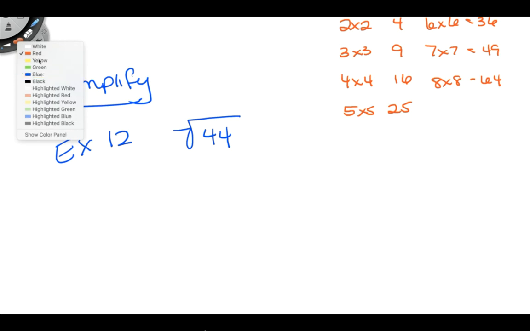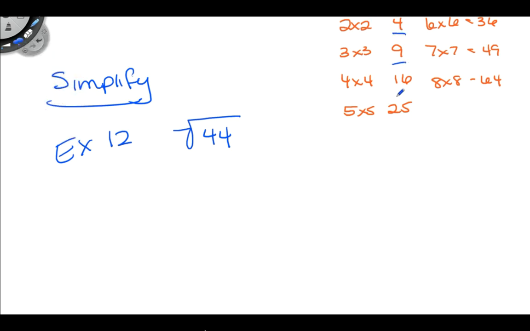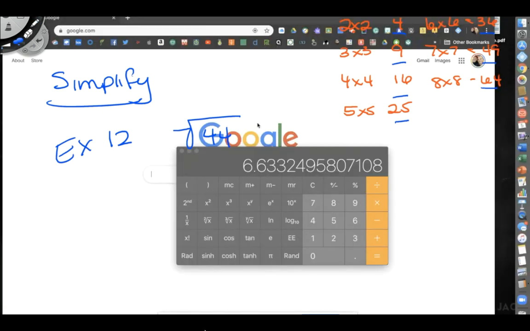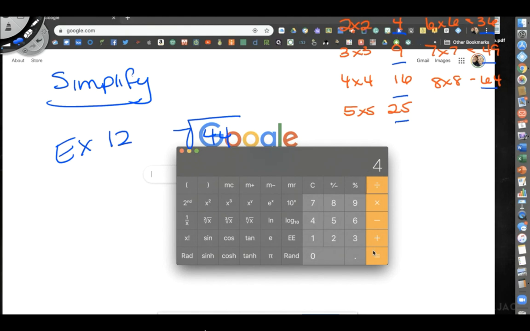So one of the ones I'm underlining here, are any of these numbers divisible into 44? So what that looks like is this. Let me see. You're going to grab your calculator now because that didn't work out. Grab your calculator. And you're now going to say 44 divided by, and let's try our first perfect square, 4. Oh, 11 times 4. That could work.